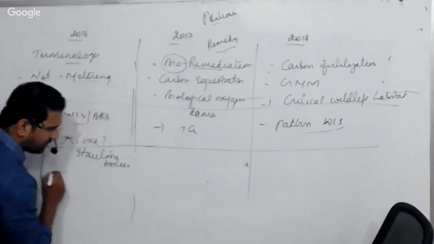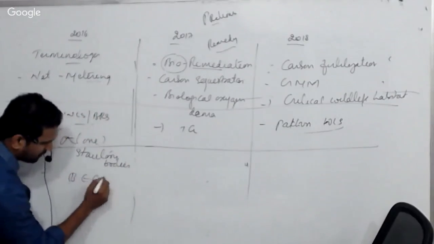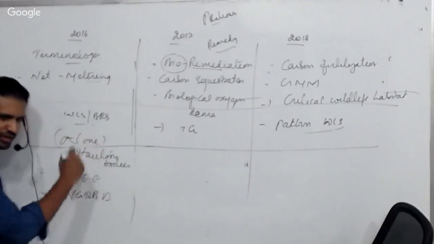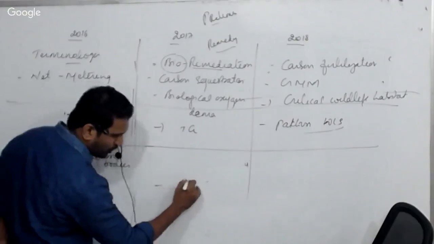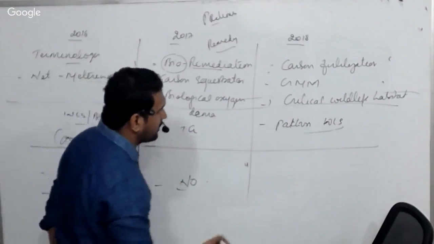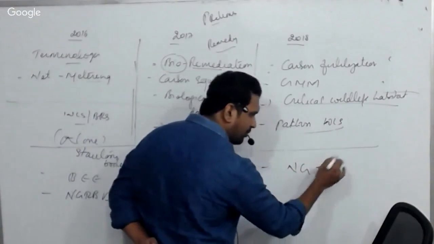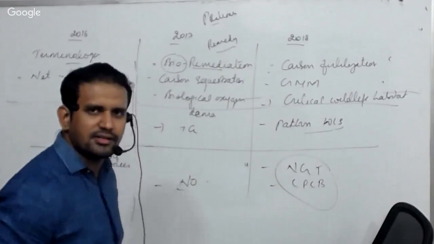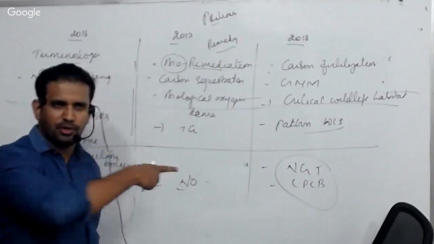Let us see. Yes, Bureau of Energy Efficiency, one question has come. National Ganga River Basin Authority, one question has already come. In the year 2017, no question was asked. In the year 2018, National Green Tribunal and Central Pollution Control Board, these two bodies, jumbled sentence, two-statement questions were asked.